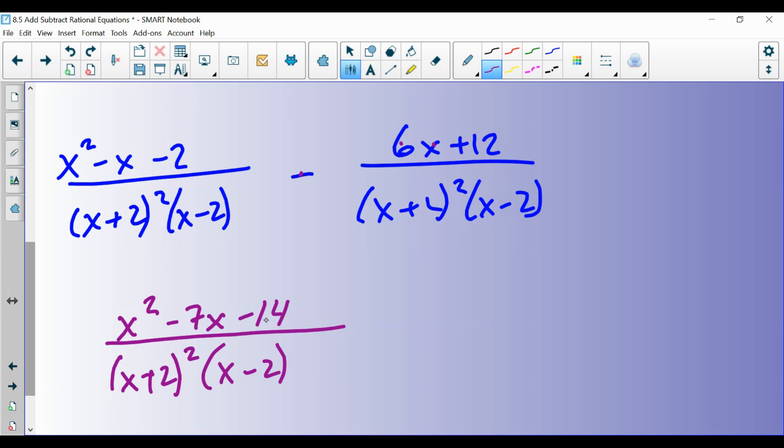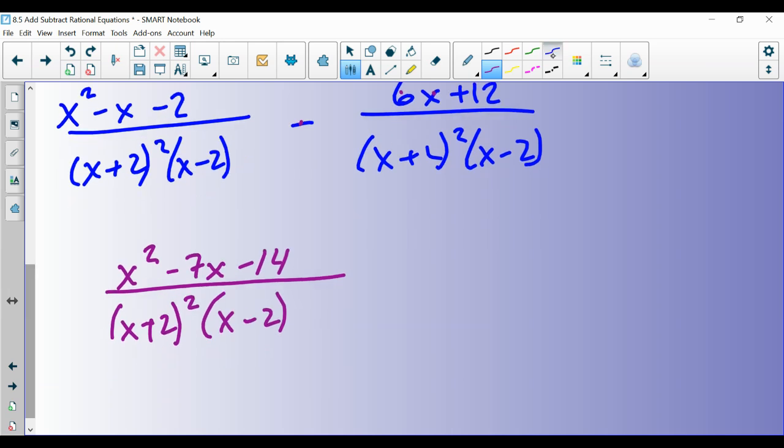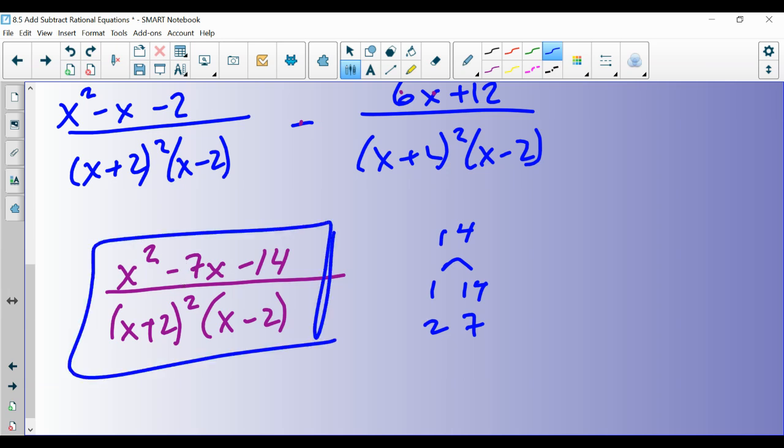Now I'm going to try to factor this statement, the numerator. And the factors of 14 would just be 1 and 14 and 2 and 7. And none of these factors can get you to the middle term of negative 7. And so this is just my final answer. If something did factor, I would look to cancel it. But like I said, it didn't factor, so that's just my answer.